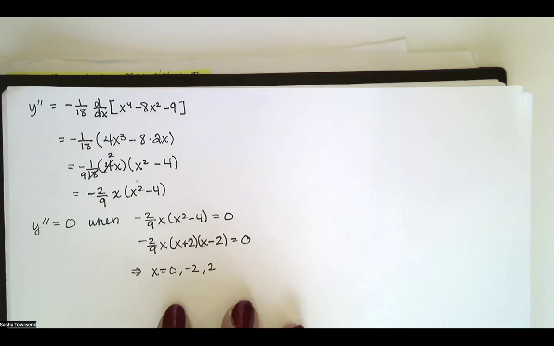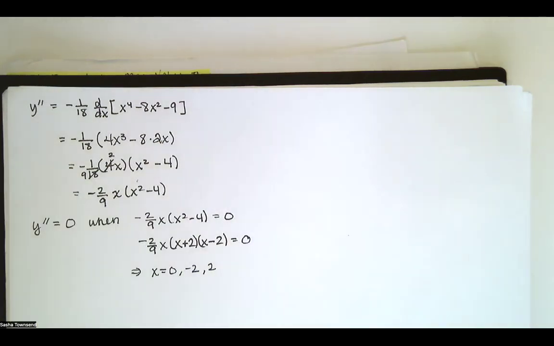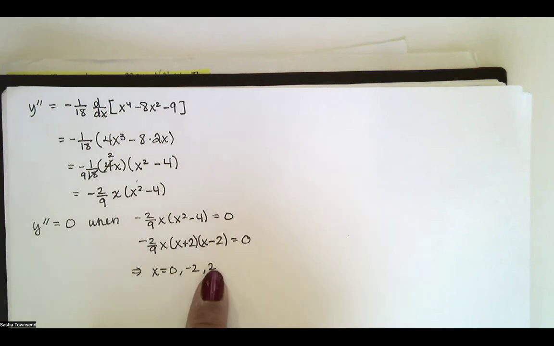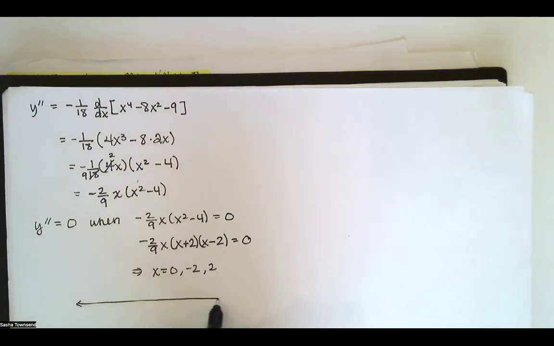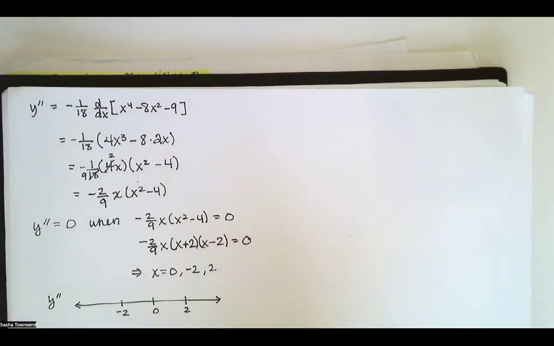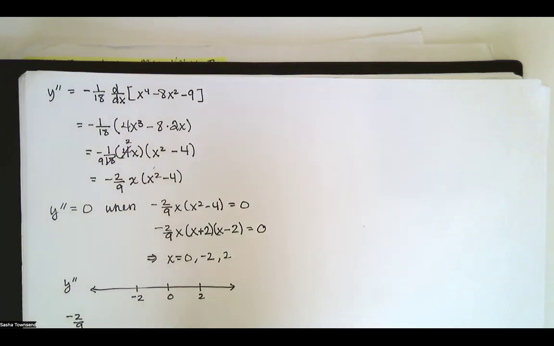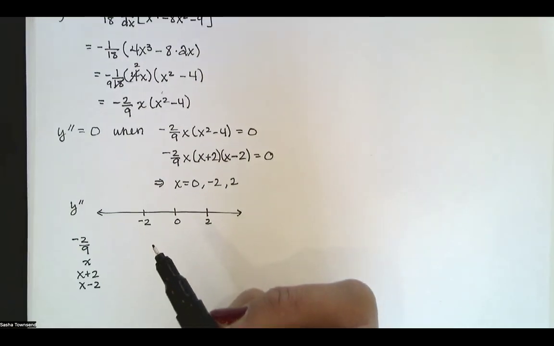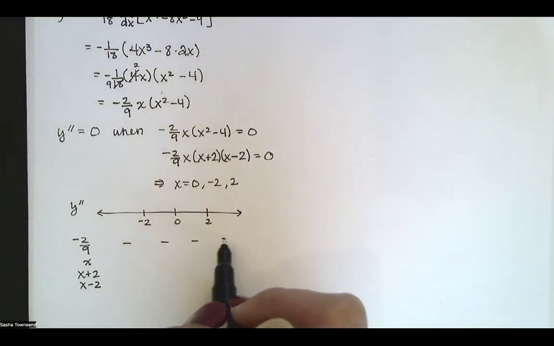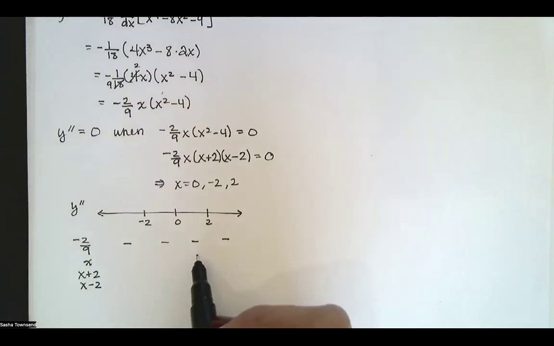These are not critical values, but they're like critical values in that we're going to place these values on the number line and look at the sign of y double prime on the intervals determined by these x values. So we've got this. And of course, you want to put the numbers in order, -2, then 0, then 2. And we're interested in the sign of y double prime. Now, y double prime is this -2/9 times x plus 2 times x minus 2. A -2/9 is always negative. Doesn't matter what x is. We always get a negative there. Now, x is, of course, positive when x is positive.